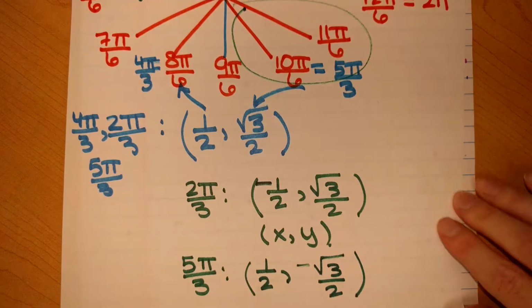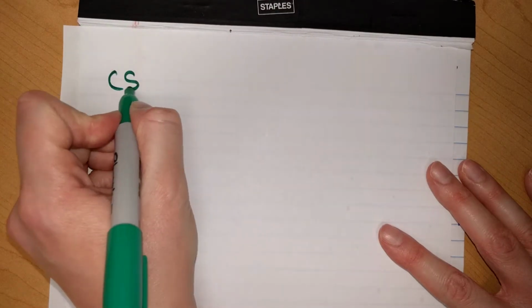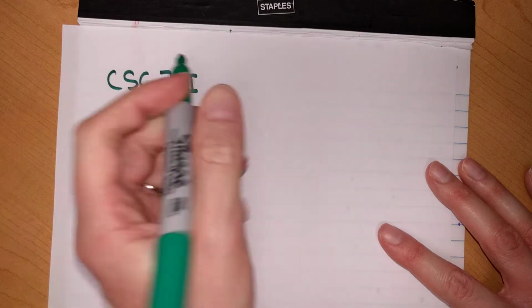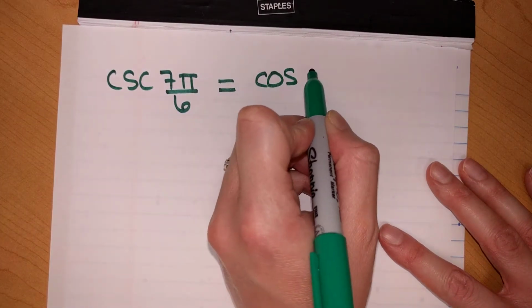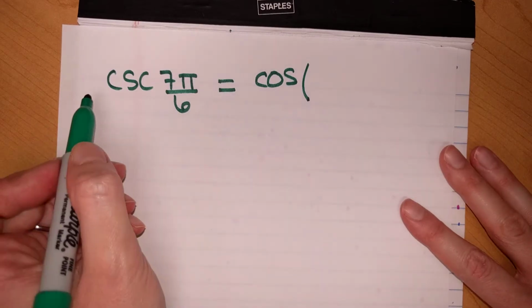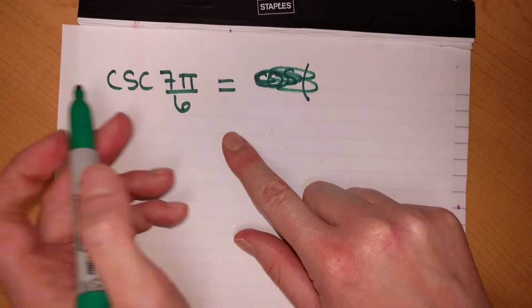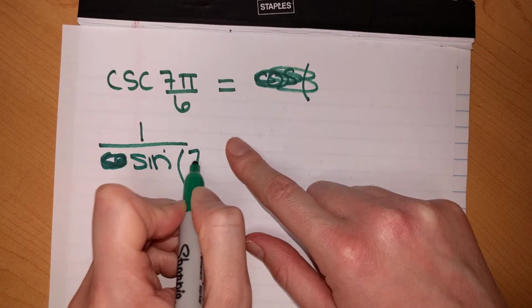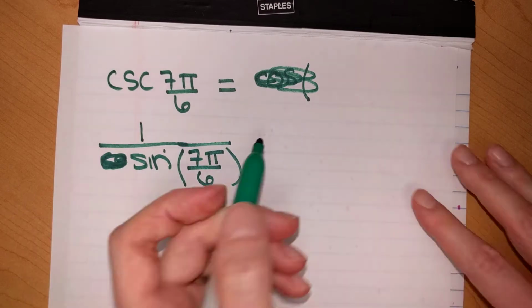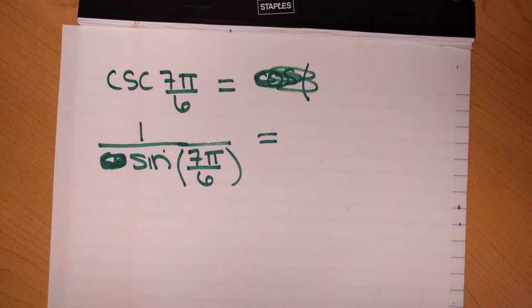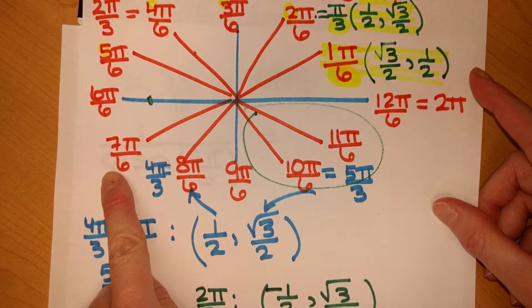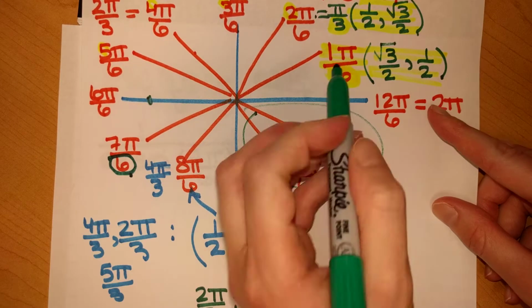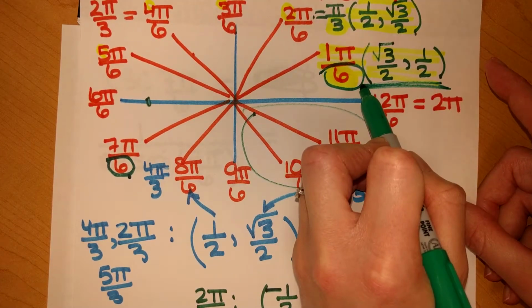Okay? So if you look at, for example, finding the cosecant of 7 pi over 6, like they ask us to do here, we would first have to remember that cosecant of 7 pi over 6 is going to be 1 over sine of 7 pi over 6. Okay? So we would look at our unit circle. We would identify that 7 pi over 6 is here. Because it is a pi over 6 angle, it will have the same coordinate as 1 pi over 6.